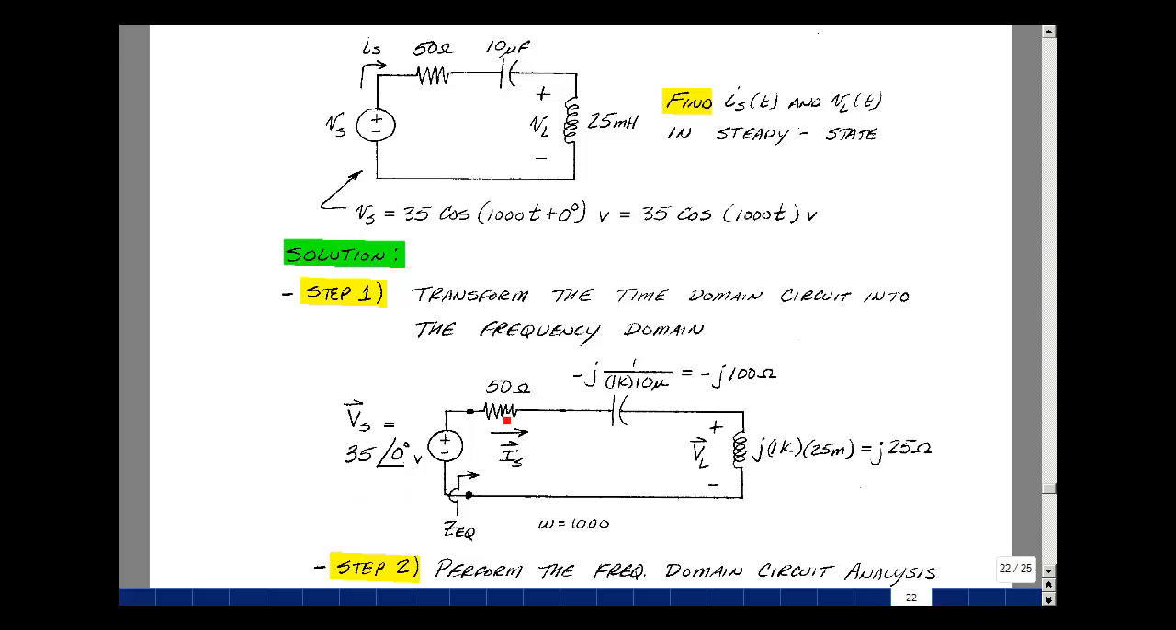The resistor is still a resistor, but a capacitor is minus j over omega C. Omega was 1,000, C was 10 microfarads. That turned out to be a minus j100 ohms. The inductor is j omega L, omega 1,000. The inductance was 25 millihenries. The milli and the k cancel. I wound up getting 25 ohms, but again, it's j25 ohms. Fairly simple technique, just converting from the time domain to the frequency domain.